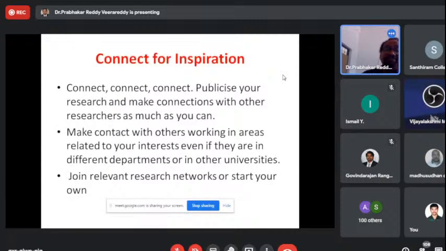interest in the research. And connect for inspiration. So always connect with other teachers, other institutes. Make contact with other working areas. Because nowadays we cannot do all work in our own area. So you can connect with the universities or IITs where work is going on.